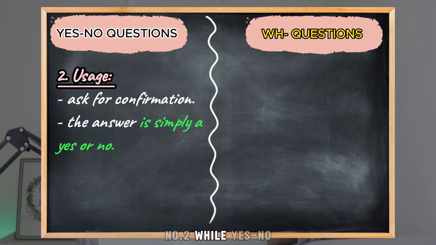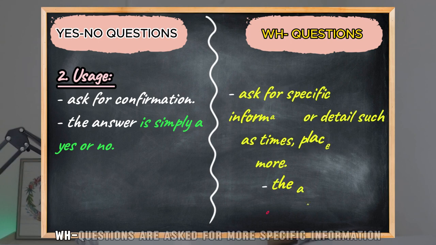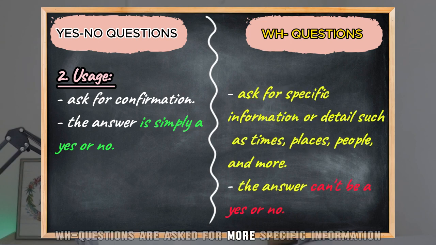Number 2. While yes/no questions are asked for confirmation and require simply a yes or no answer, WA questions are asked for more specific information or details, and the answer cannot be a yes or no.